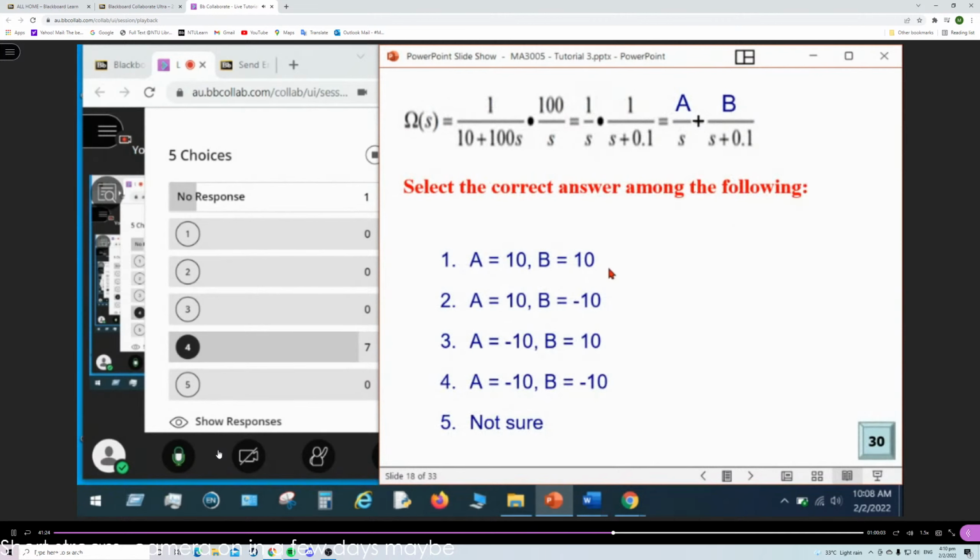So that's my question. Today's first quick question. When we have this form, F s, but here it is omega s. Previously, last week we had F s, right? Select the correct answer among the following. What could be the values of A and B? Click 1, 2, 3, or 4. Come on. If you do not know, click 1, 2, 3, or 4 only. You still have a chance.